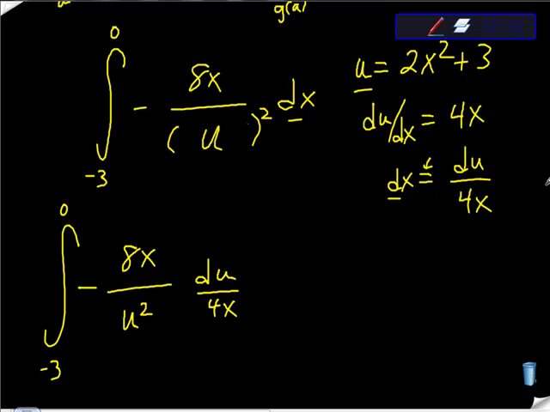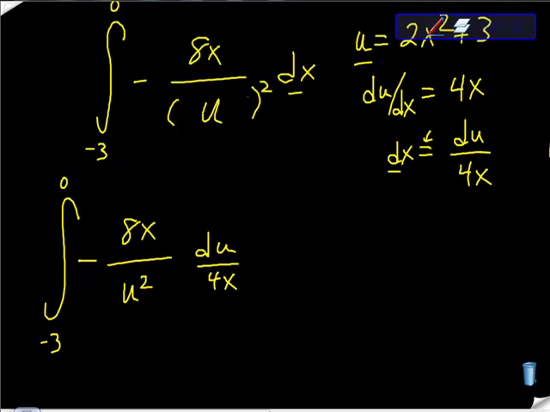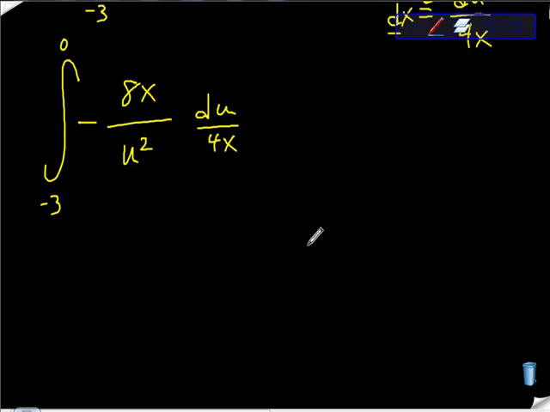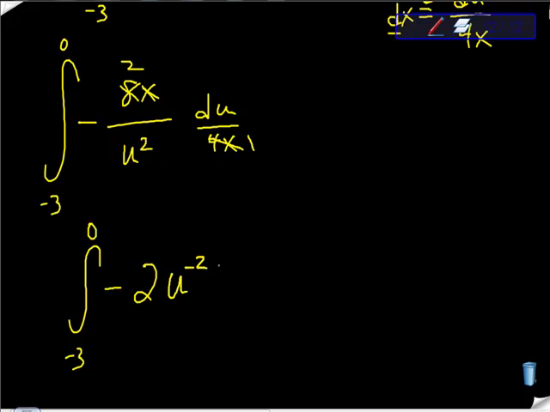That was okay. Here I'm going to simplify this thing out a little bit. When I simplify this, 4x goes to 1, doesn't it? This x cancels and this goes to 2. Are we in agreement here, I hope? So now we should have the definite integral from negative 3 to 0 of 2u to the negative 2, isn't it? du.